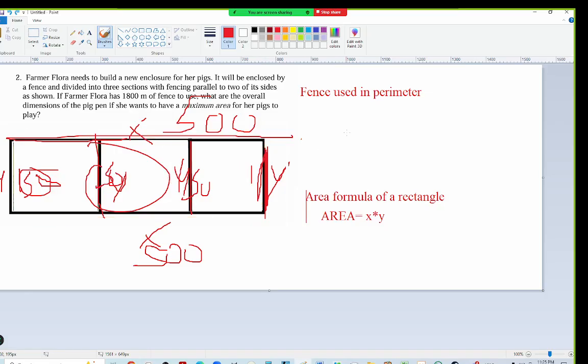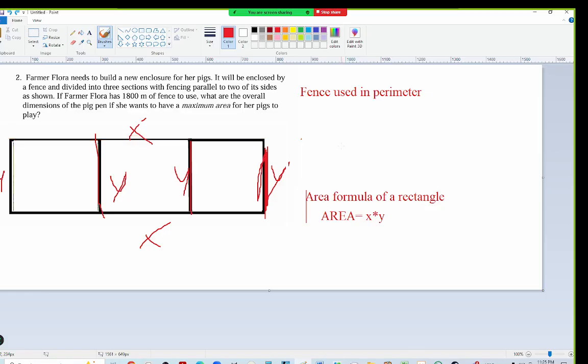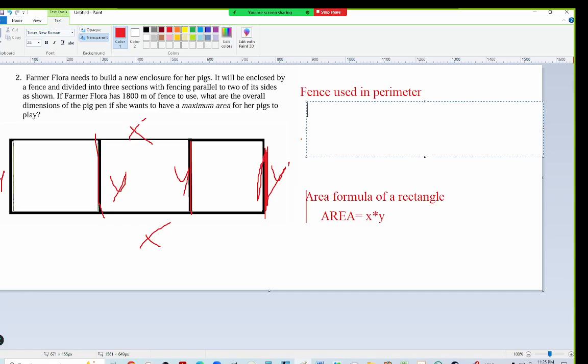What did you do? You added each side. Now I'm not going to use the numbers. Tell me how I would add up the perimeter. You just add up each side, hey? Okay. What would that look like? 500 times... No, we're not using numbers. How did you add it up? X plus Y plus X plus Y.